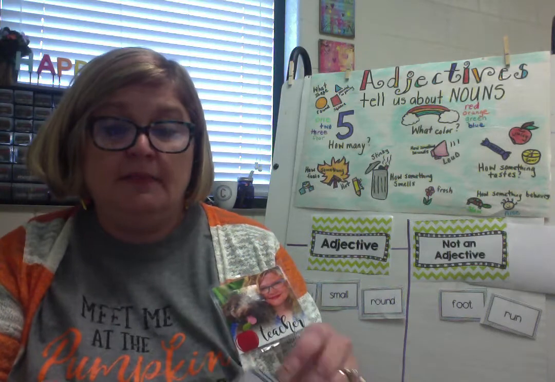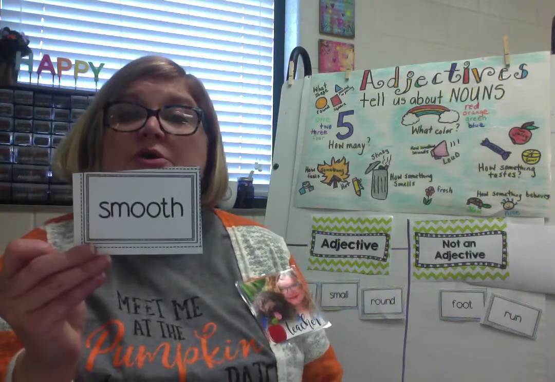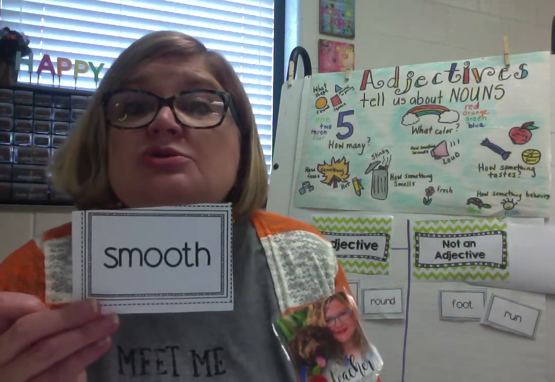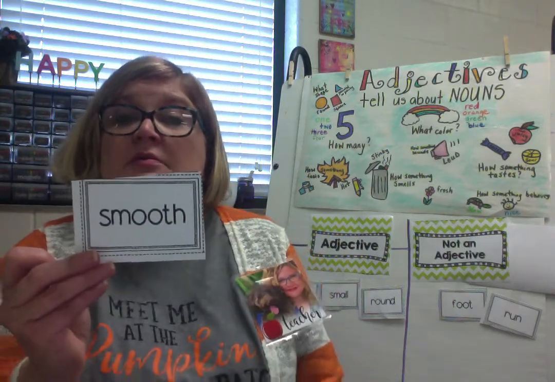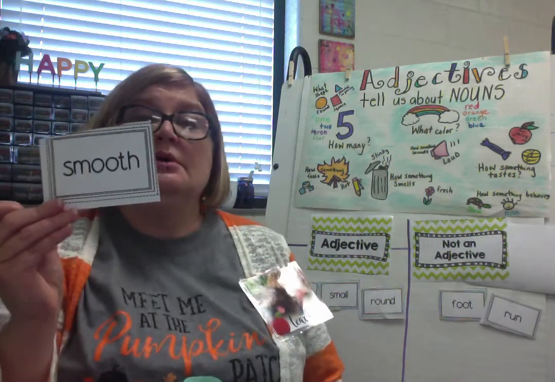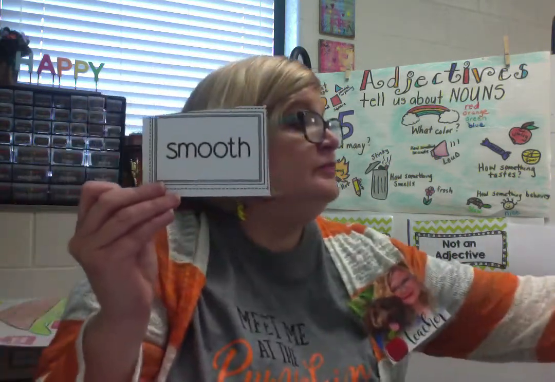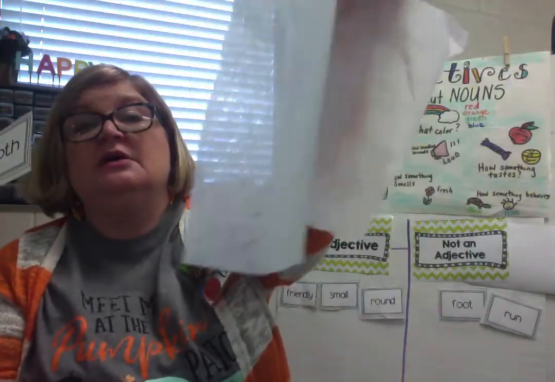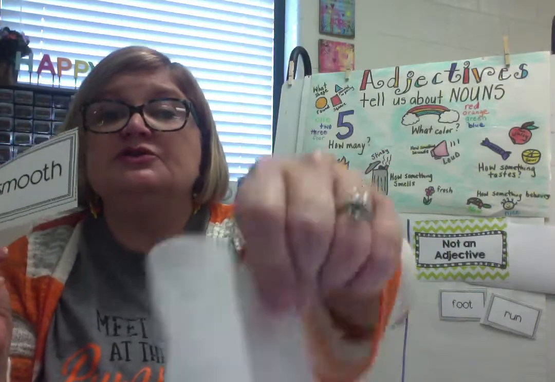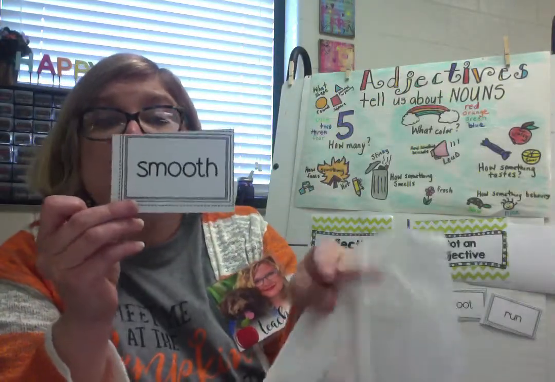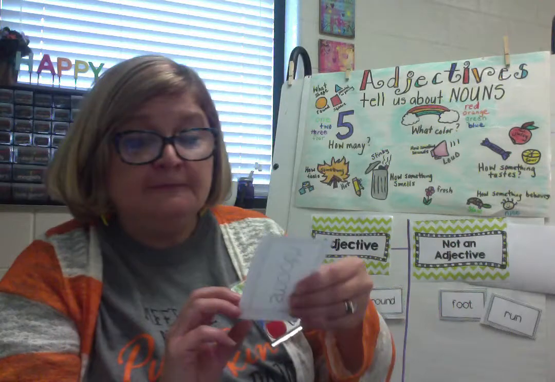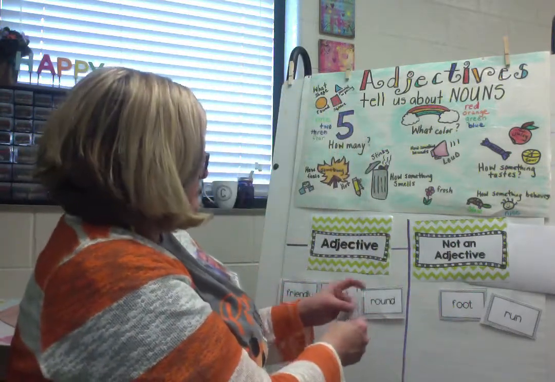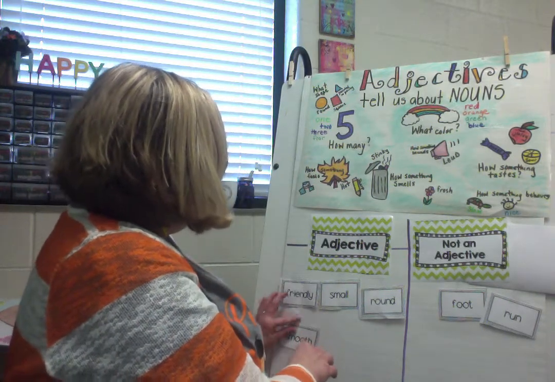Okay. What about smooth? Use the word smooth in a sentence. Okay? All right, I'm going to do, the smooth dryer sheet fell on the desk. The smooth dryer sheet. Smooth. So smooth is definitely an adjective because it tells what kind.